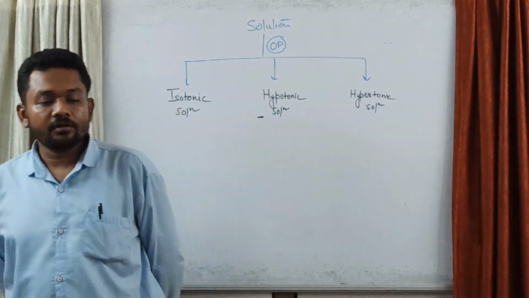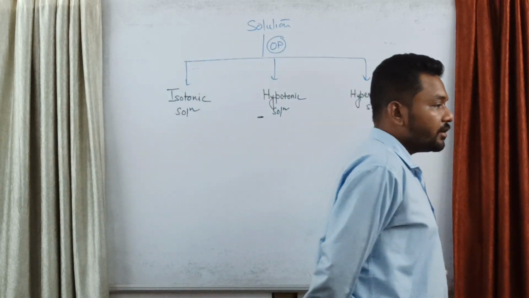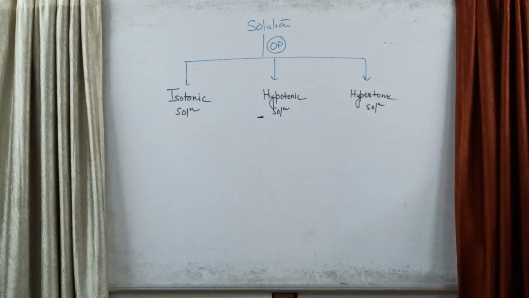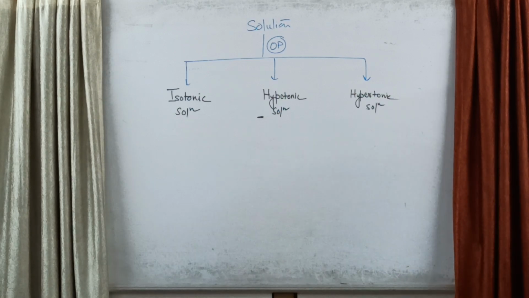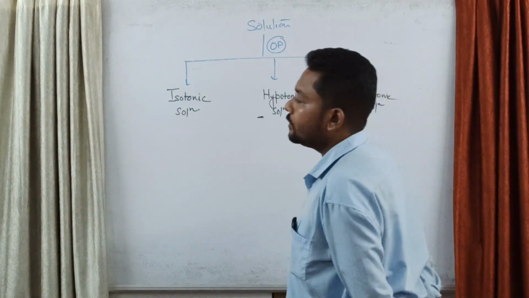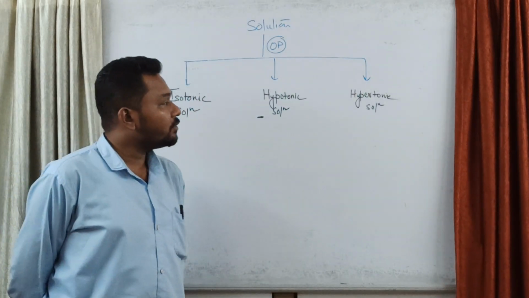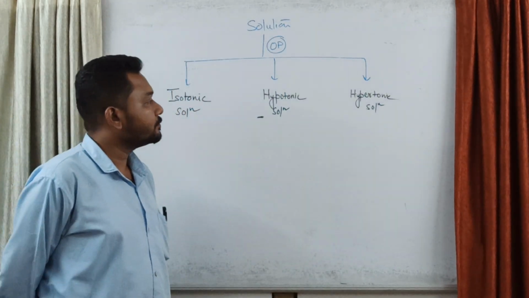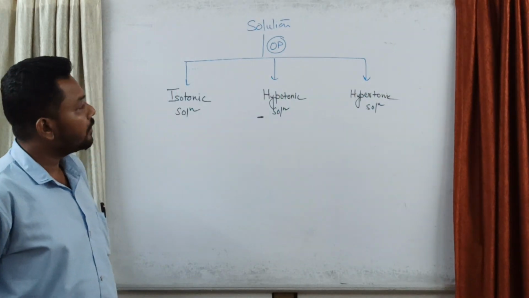Then the former solution is called hypotonic. If one solution exerts lower osmotic pressure than the other, then the former solution is called hypotonic. Next, write down hypertonic solution. The name suggests hyper.